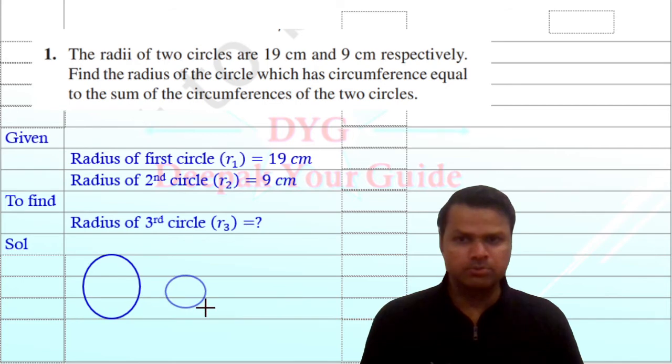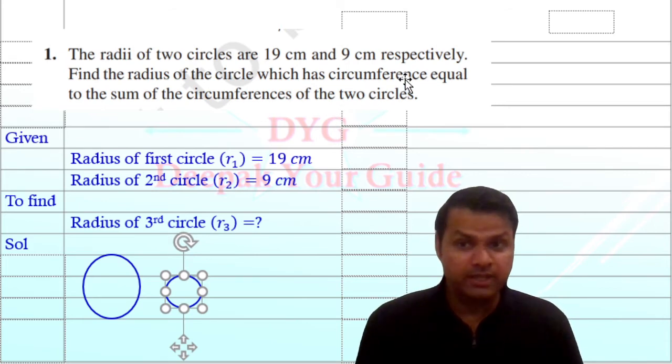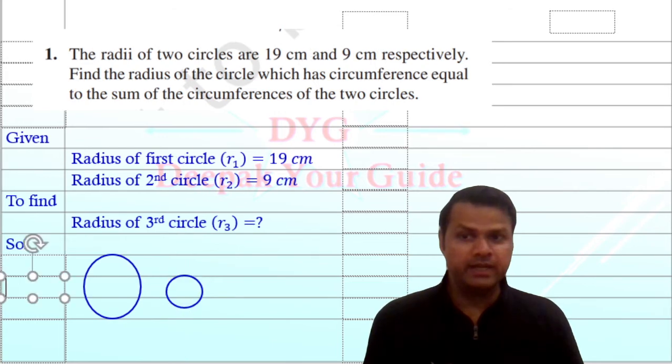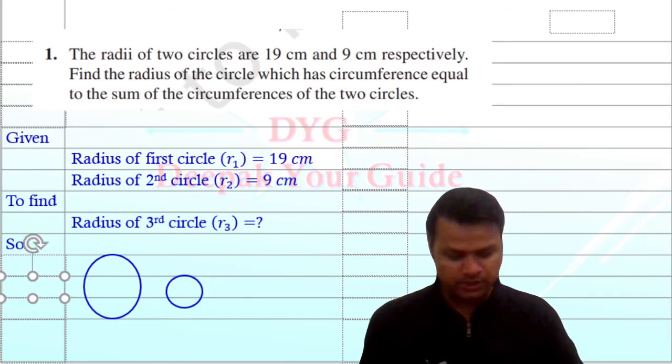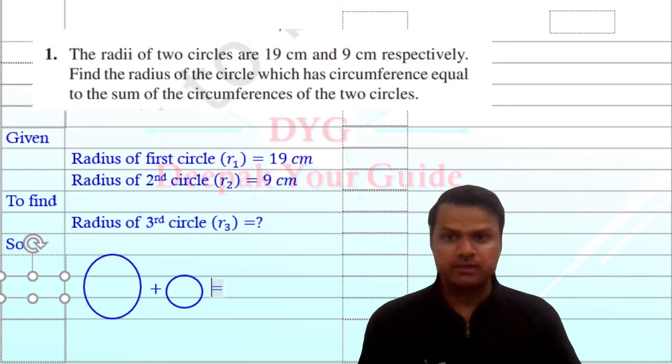Why am I making this smaller? Because see the radius of first circle is 19 centimeter. This is smaller, 9 centimeter. Now they are saying the third circle has the circumference equal to the sum of these two, which means there is an addition that is happening. So what am I doing is that means I can use the sign of plus. We are adding here something, and when we are adding, what is happening here?